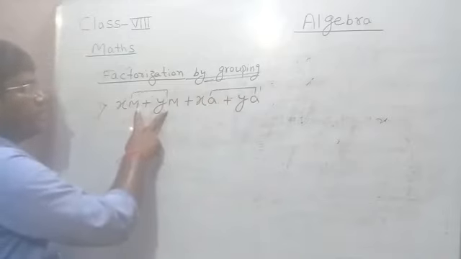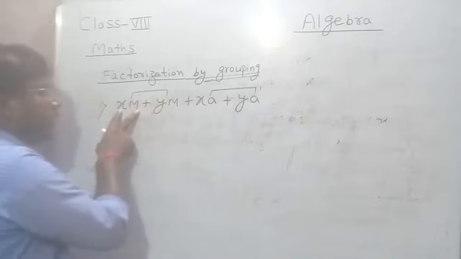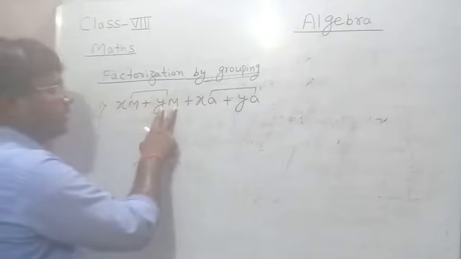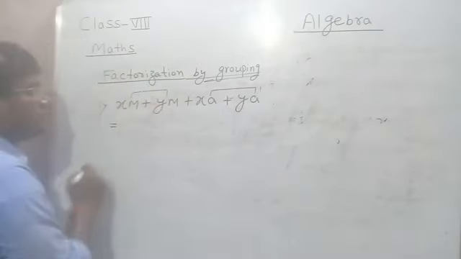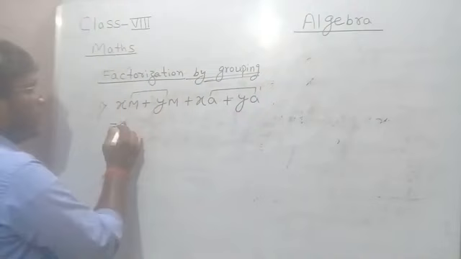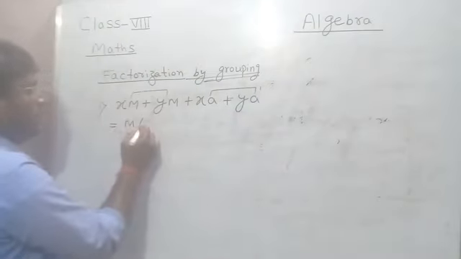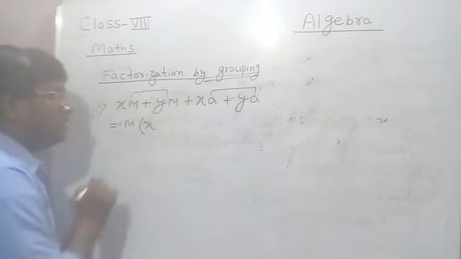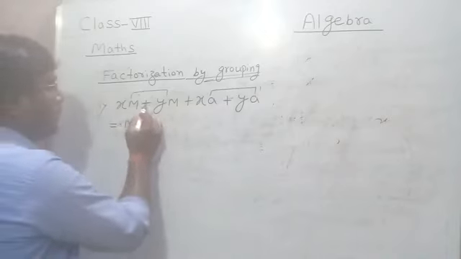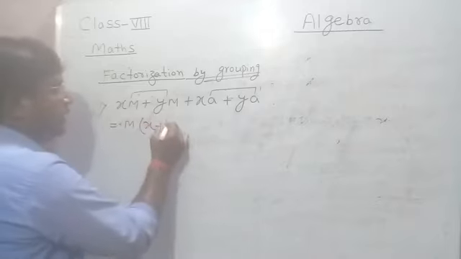Now let's see these two first. What is common here? In xm plus ym, there are two factors x and m in the first term, and in the second term two factors y and m. So m is common. If you take m as common, what is remaining? x. Plus m you have taken as common, so plus divided by plus is plus, and m is taken as common. So what is remaining here? y.